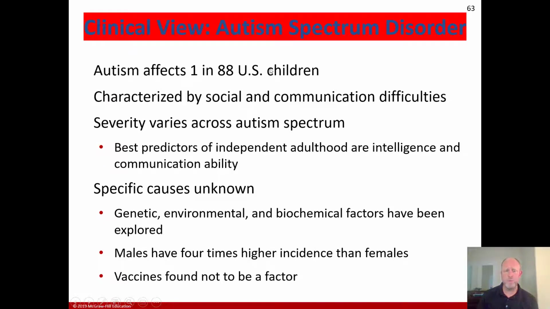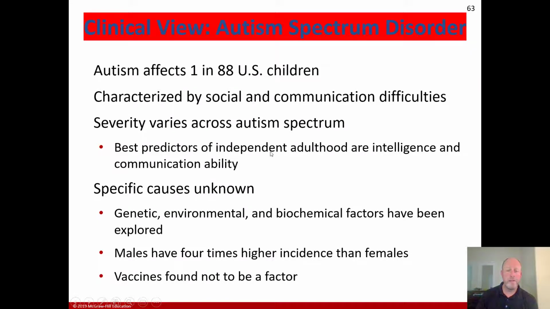Now, autism spectrum disorder, talk briefly about it here. One of the many things that you certainly should understand longer term, which will be tested on for this unit. Autism affects 1 in 88 U.S. children, so not as much as 2%, but more than 1%. It's characterized by social and communication difficulties. Severity varies across the autism spectrum.